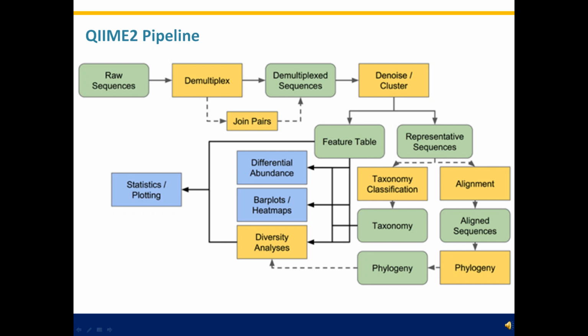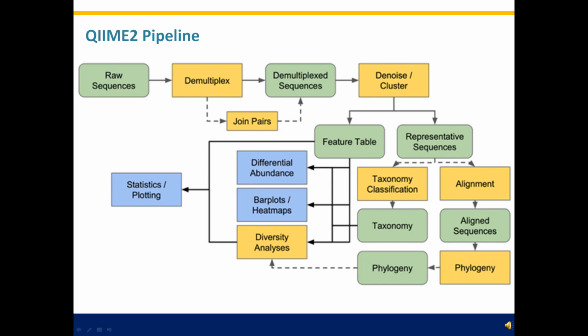Simply saying, once you get raw sequences, just go for demultiplexing. If it is paired-end, join the pairs and then demultiplex. Then go for denoising or clustering, then we make representative sequences, and these representative sequences will be used for building the phylogeny as well as for taxonomic classification by using different kinds of databases like RDP, Greengenes, Silva, or EzTaxon.